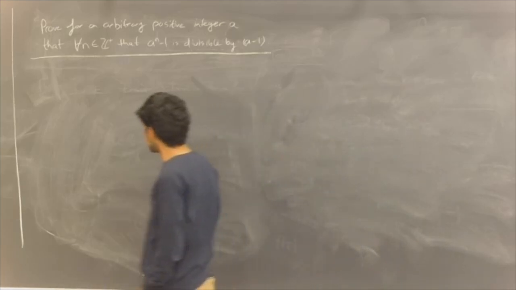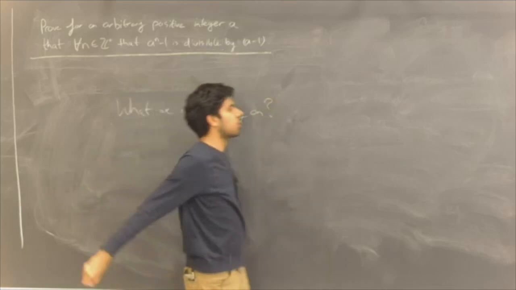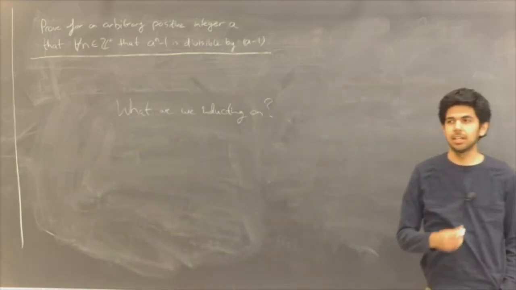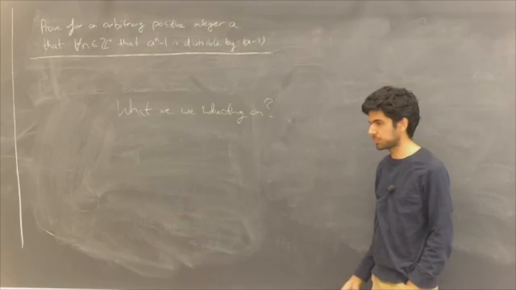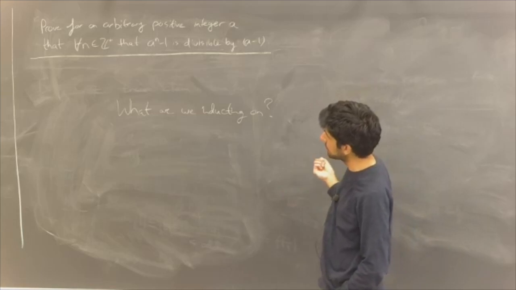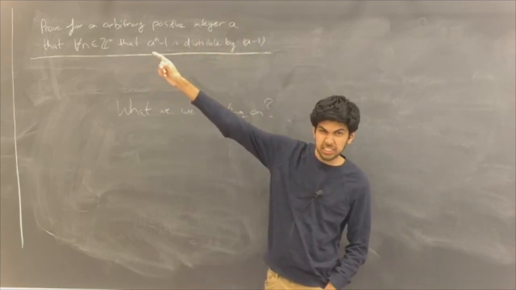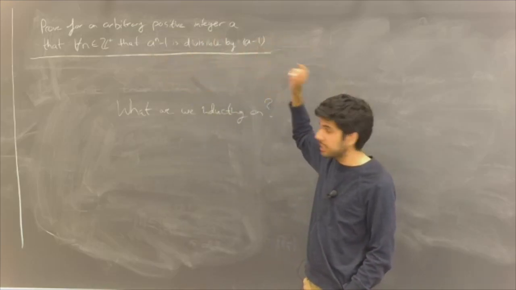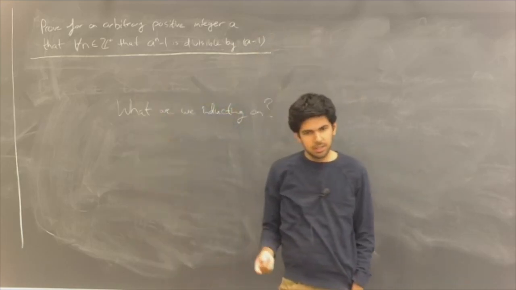The first question you should ask yourself: what are we inducting on? What is the value that's changing? That when it changes, we still need to show that it's true. And it seems like there's a couple of things that could be changing. A is an arbitrary positive integer, so are we considering like for all A? But then there's also a for all n.